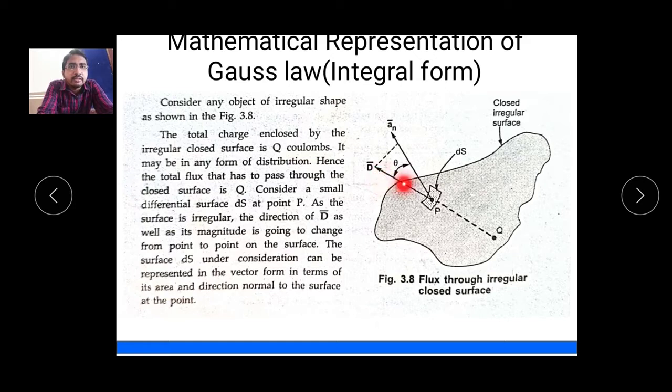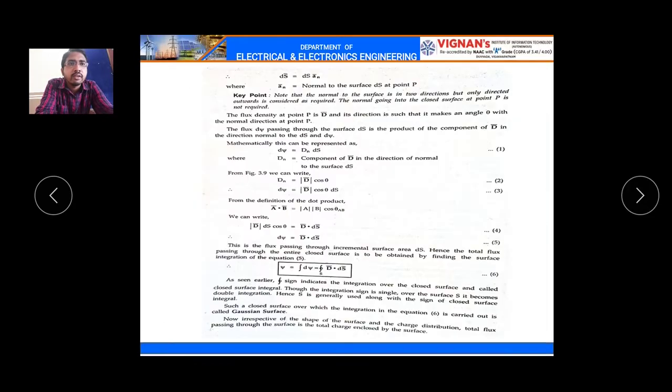Now this D bar is the main vector. We know that any vector in space can be represented in two component form. Any vector X can be represented as X cos theta and X sin theta. So similarly here D can be represented as D cos theta and D sin theta also. It can be resolved into two components.